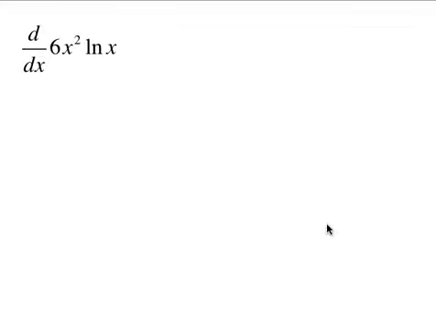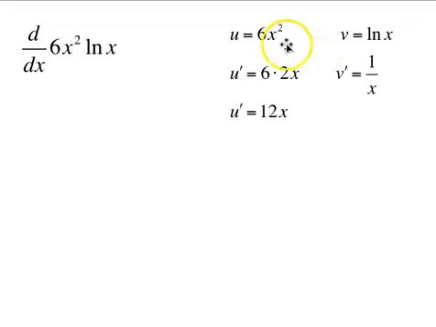Our next example is the derivative of 6x squared times the natural log of x. u is going to be 6x squared. v is going to be the natural log of x. Now the derivative of 6x squared, 6 times the derivative of x squared, 6 times 2x, 12x. u prime is 12x. If v is the natural log of x, recall that the derivative of the natural log of x is 1 over x.